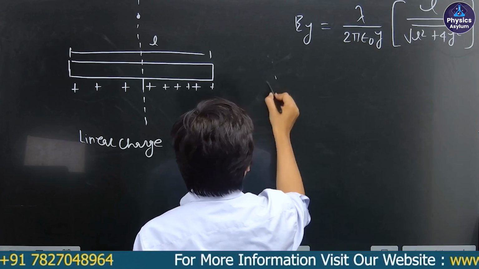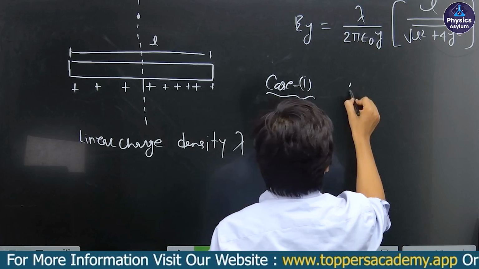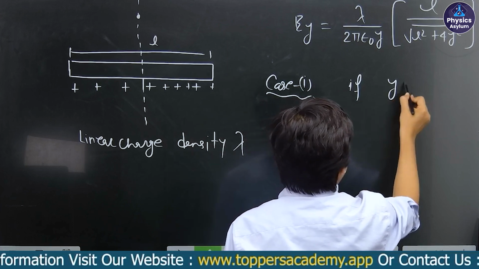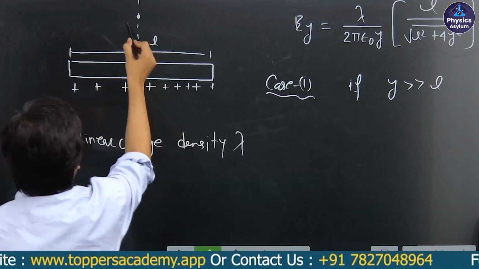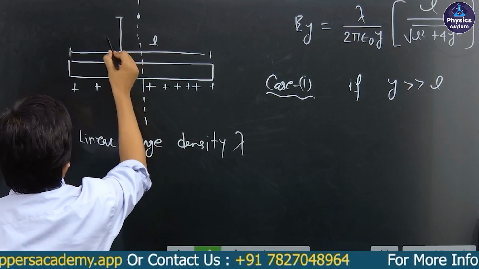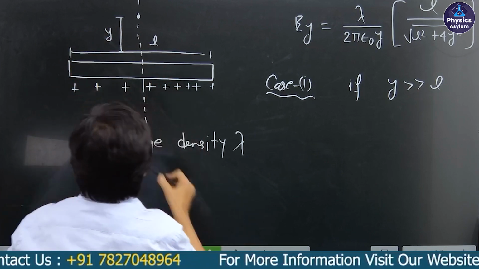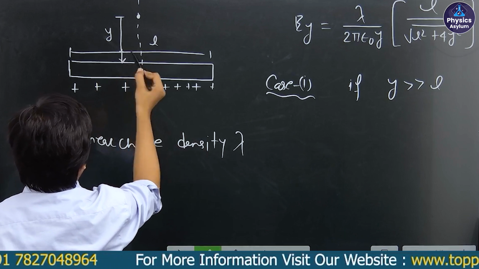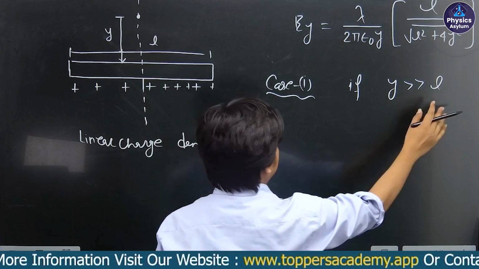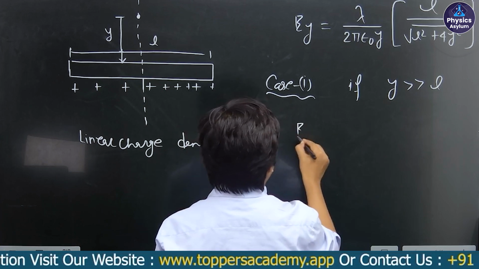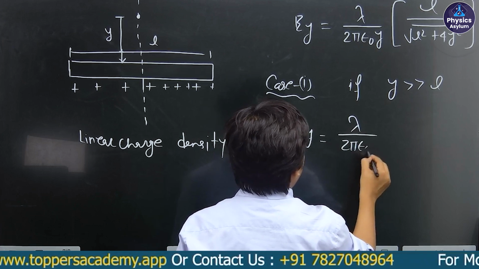Now let me discuss a case here. Okay, if y is much greater than L. If y is much greater than L, this height is y. Okay, it is situated at a height y from this rod. So what happens when y is much greater than L? Then in that case Ey will be equal to lambda over 2 pi epsilon naught y.